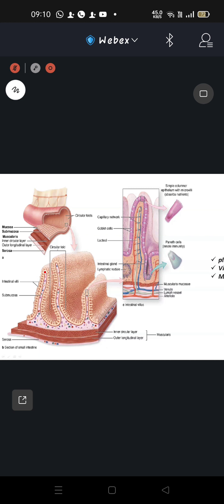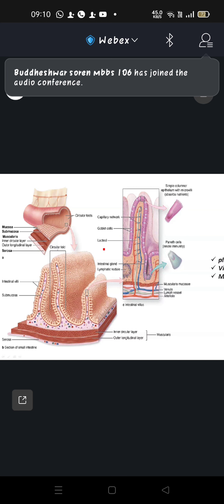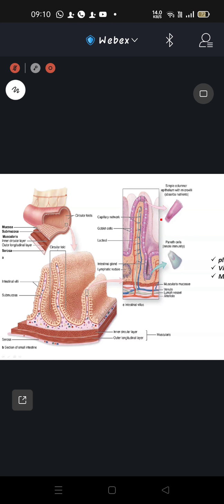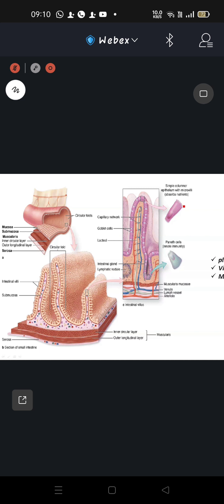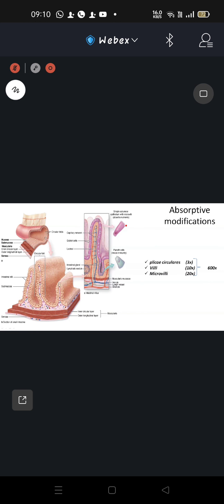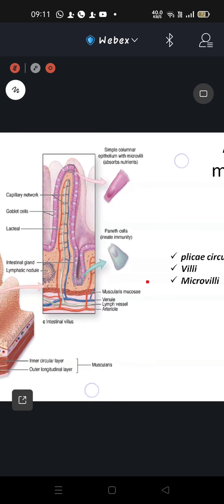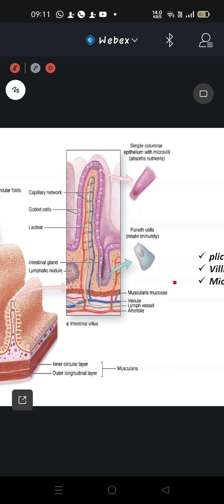And the third thing is, as shown here in the portion of the villi, you can see these apical modifications. These are known as microvilli. Because of the presence of microvilli on the apical surface of the columnar epithelium, the enterocytes, the surface area is increased by 20 times. So altogether, because of the presence of these folds, the total increase in the surface area of the intestine is 600 times.